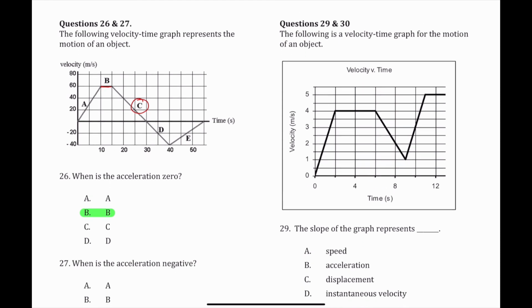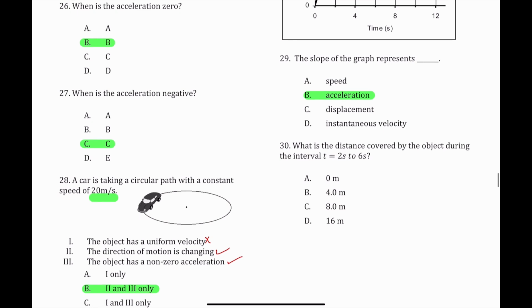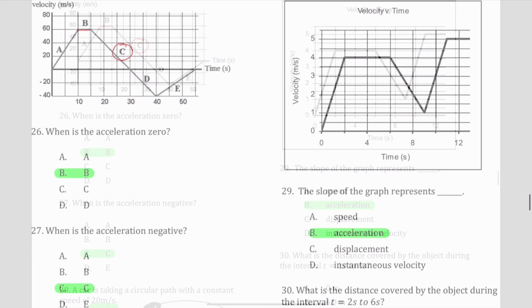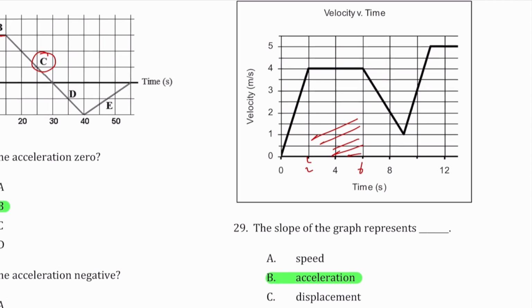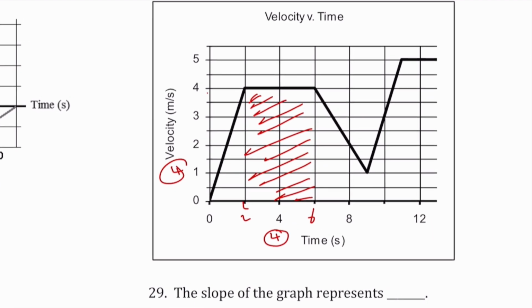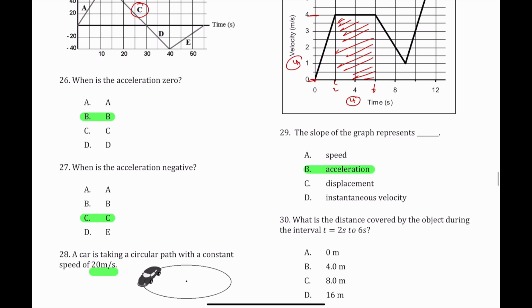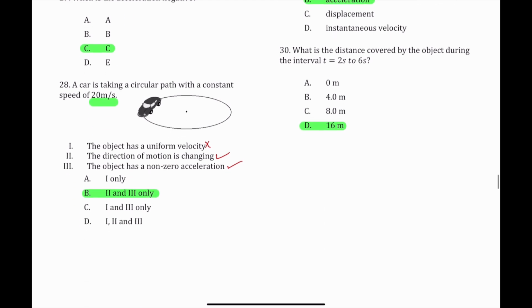29 and 30. The following is a velocity time graph for the motion of an object. 29. The slope of the graph represents acceleration. 30. What is the distance covered by the object during the interval t equals 2 to 6? To get the distance, we need to get the area under the slope. So we get the area from 2 to 6, which is the area of this rectangle. Okay, 6 minus 2 is 4. So 4 times 4. So 16. D. Thank you.